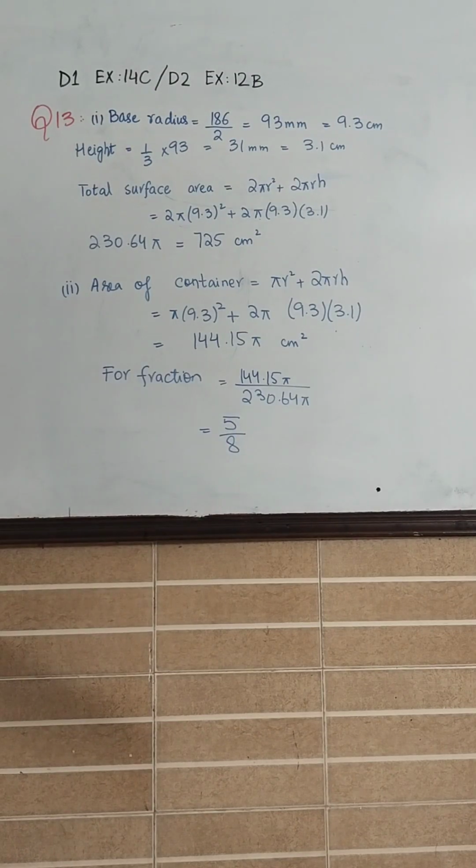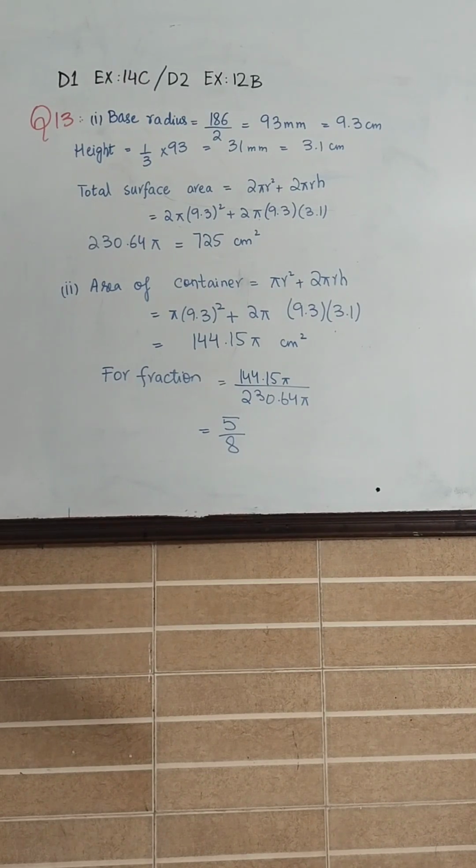Now move towards question number 13, which is: a closed steel container has a diameter of 186 millimeter and its height is 1/3 of its base radius. So first of all, we have to find the radius. For the radius, you have to divide the diameter by 2 and we'll get 93 millimeter. Next, we are given that its height is 1/3 of its base radius. When you find out the base radius, you multiply it by 1/3. So you get the height, which is 31 millimeter.